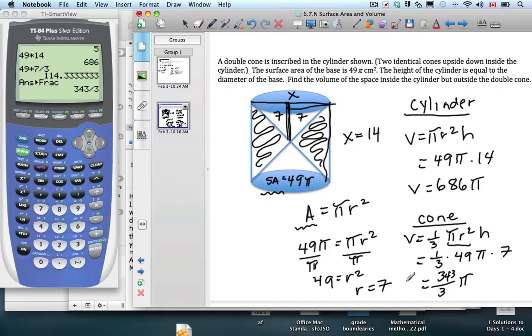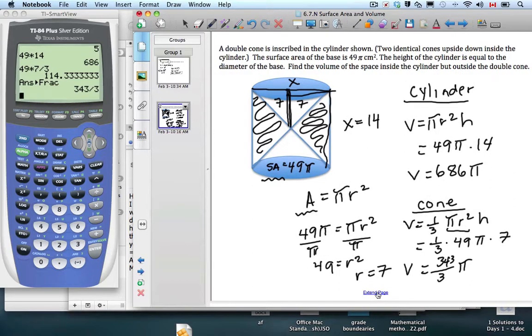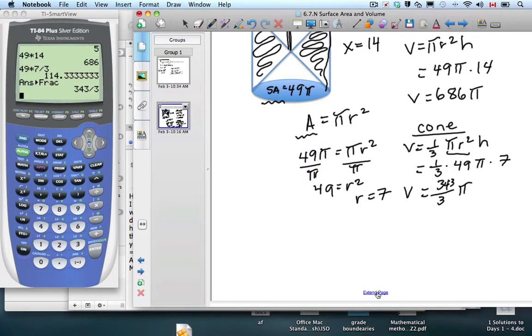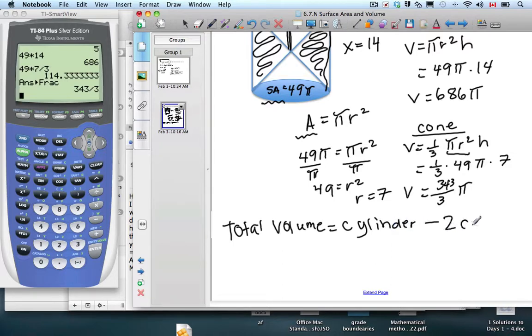So now we have the volume of a cone and the volume of a cylinder. We have 2 cones that we have to consider. So the total volume between the two is going to be the volume of the cylinder minus 2 cones. Now let's substitute in what we know. Cylinder is 686 pi, minus 2 times 343 all over 3 pi.